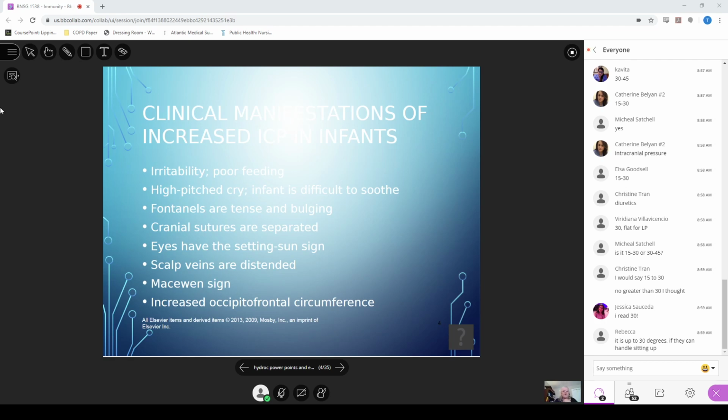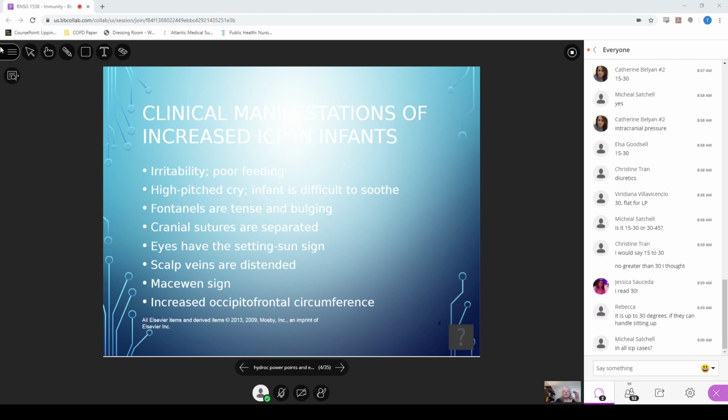So here are some clinical manifestations of increased intracranial pressure for the infants. Again, that high-pitched cry, fontanelles, cranial sutures can be open. This Macewen sign, that's when you do a percussion on their head. It sounds like a ceramic pot that has cracks, so it has this really hollow sound to it.